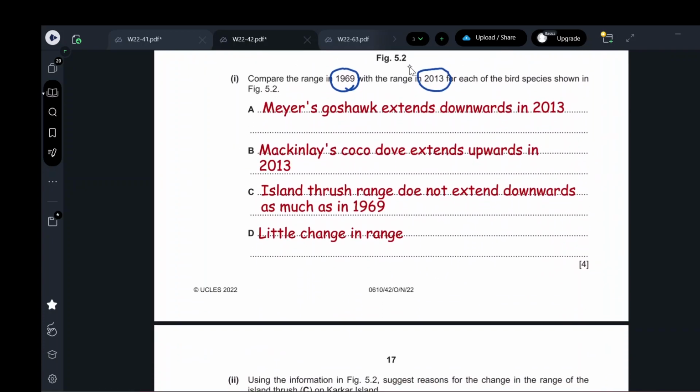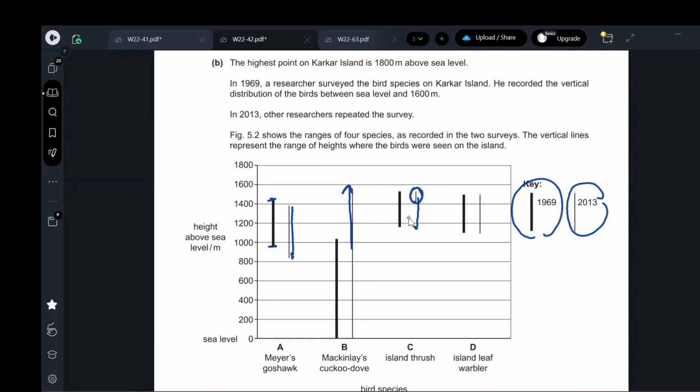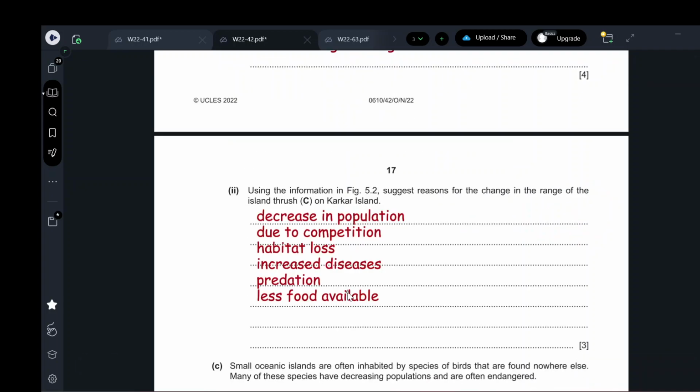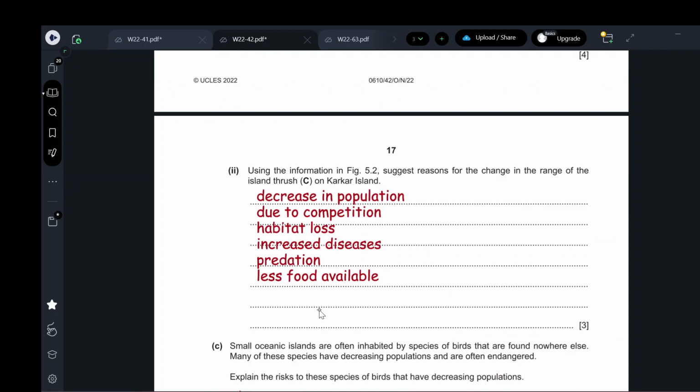Using the information, suggest reasons for the change in C. Why did this happen? This is a repeated question. When he asks you why the population decreased, here I can see that the population decreased. You can say any factor that affects the population: competition, habitat loss, increased diseases, predation, less food available, climate change, all will be accepted.